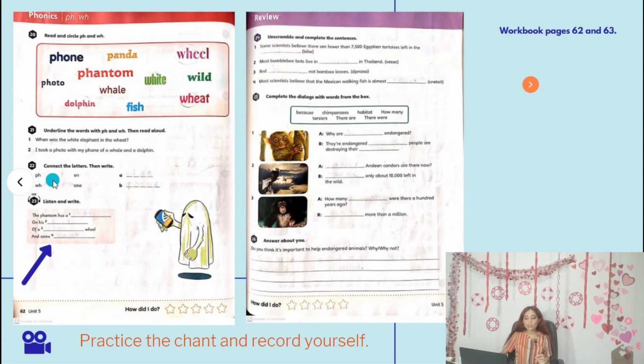Activity 22 says, connect the letters and write. We have PH, WH, and on. Okay, you're going to match, try to use different colors, and then you're going to write them in here.